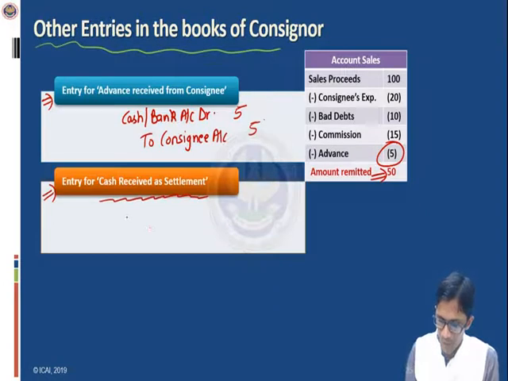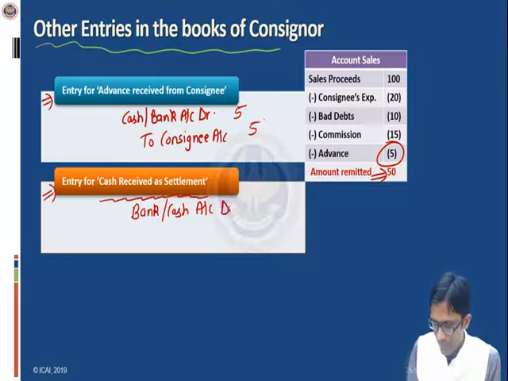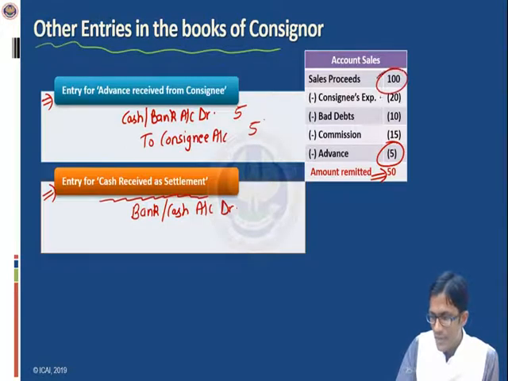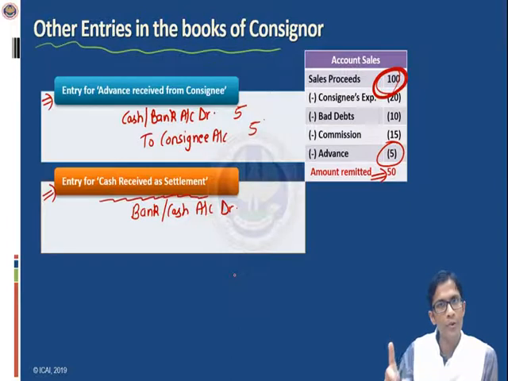Okay. So what entry will be passed by consignor for it? First of all, he has received some amount. That's why bank or cash account will be debited. Okay. And remember, earlier we had debited consignee. Do you remember that consignor had debited consignee for rupees 100 sale proceeds? That means consignor was saying to consignee that I want rupees 100 from you.